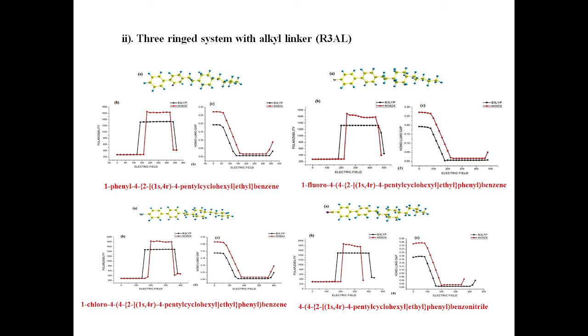Similar is the case we found for the three-ring system with alkyl linker. There are four examples, such as 1-phenyl, 4-(4-methylcyclohexyl) benzene, and others. As we see, the system is changed, but the behavior of polarizability with electric field does not change. And the second interesting thing is that as the polarizability increases, the HOMO-LUMO gap decreases with the electric field.